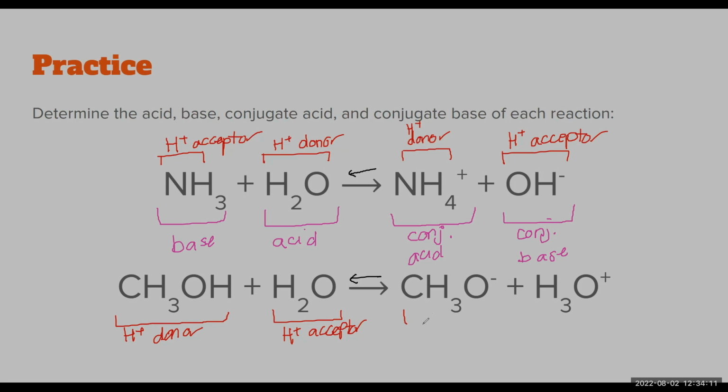Now, if you look in the reverse direction, we'll see that the H3O+ can give away its H+ back to the methoxide ion, the CH3O-. Because it gave it away, it's going to be an H+ donor. And CH3O- is going to be the H+ acceptor.